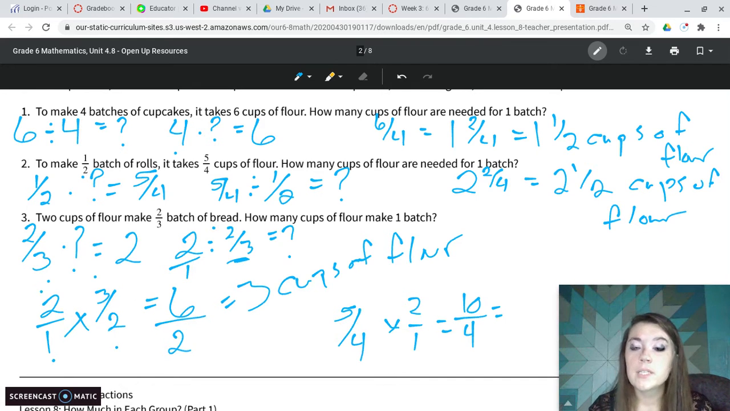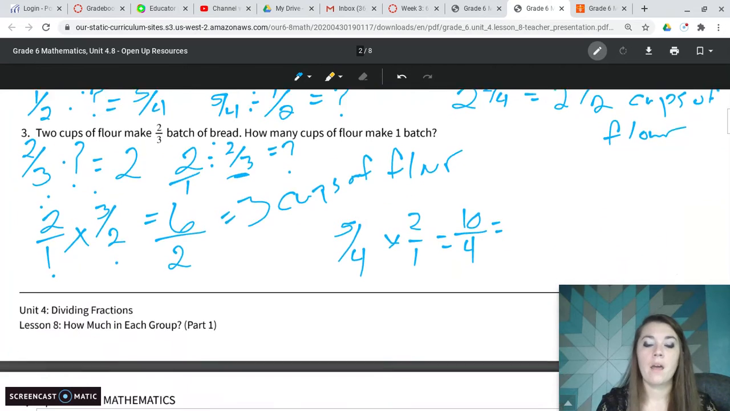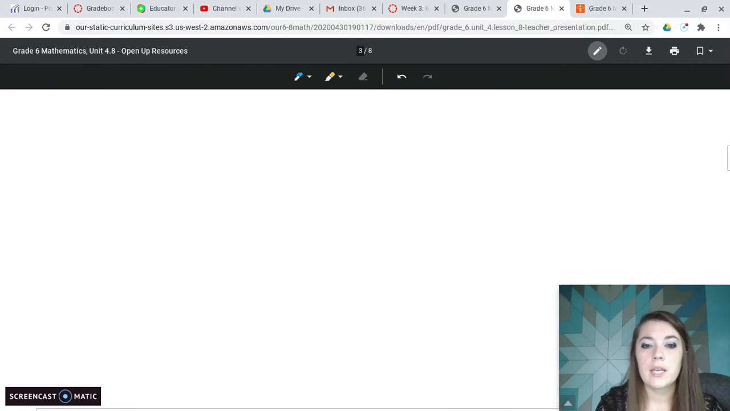So remember, same times flip. It's going to be very, very helpful to you. And like I said, all of these are about finding what's needed for one batch, one single batch, compared to having these massive amounts of batches. Okay? All right.